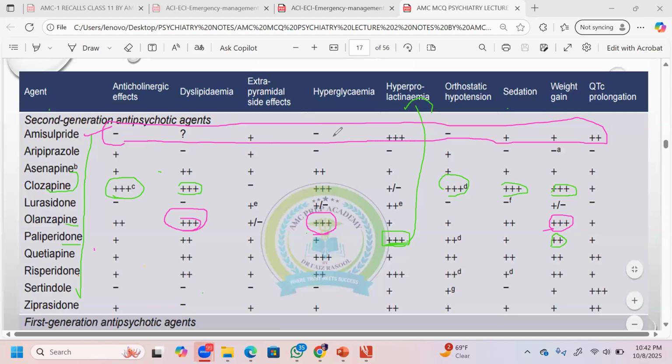Okay, so doctors, this table is extremely important. All the medication side effects are written here. Just go through it in your own time as well. In your own time, you will memorize, inshallah.